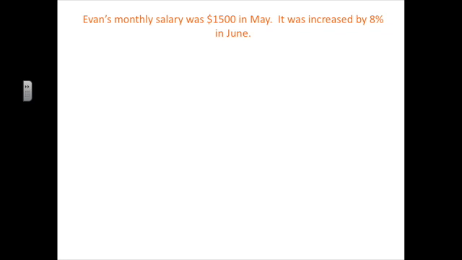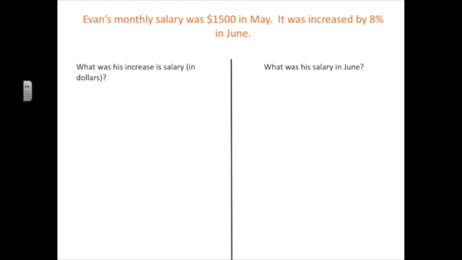Now let's take a look at a couple of word problem examples together. Evan's monthly salary was $1,500 in May. It was increased by 8% in June. We're going to respond to 2 questions. What was his increase in salary? And what was his salary in June? We first want to respond to the question on the left. What was his increase in salary? His increase in salary equals 8% of $1,500 because we know that it increased by 8% in June.